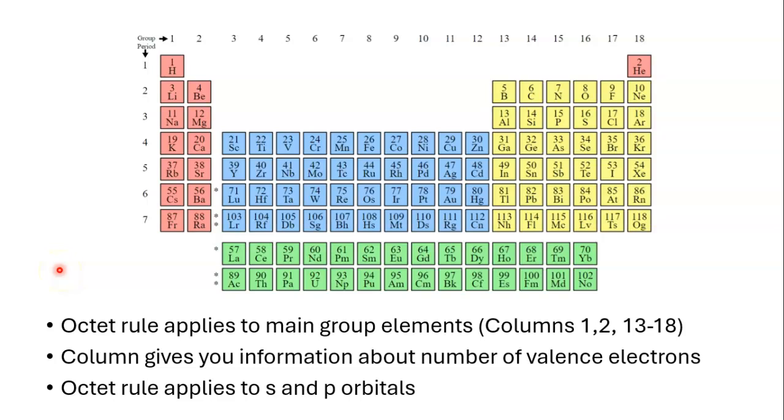And so I'm going to start here with sodium. Sodium has 11 protons, that's its atomic number, and so if it has 11 protons, we know it also has 11 electrons. And sodium is in column 1, so we would predict that it would have 1 valence electron.